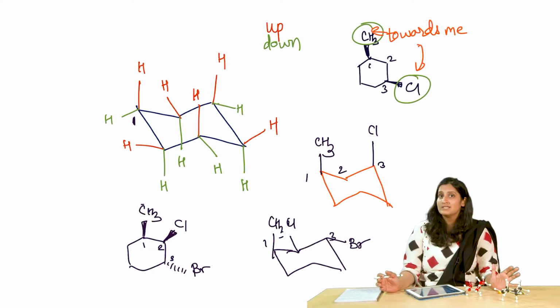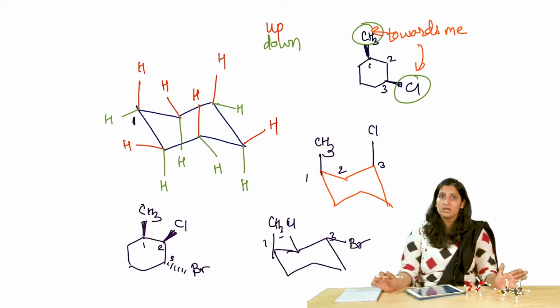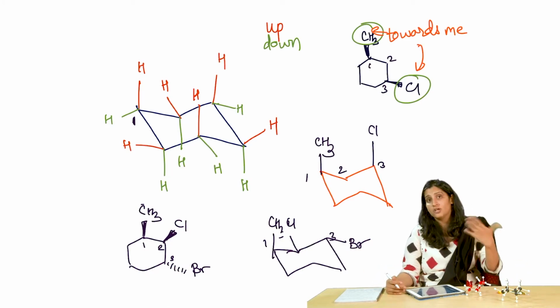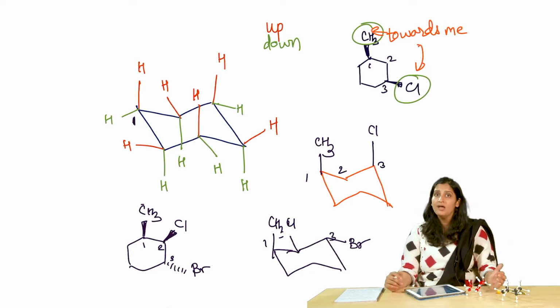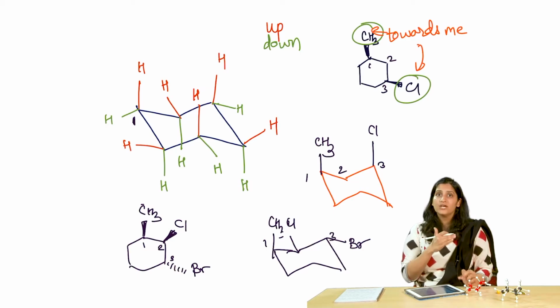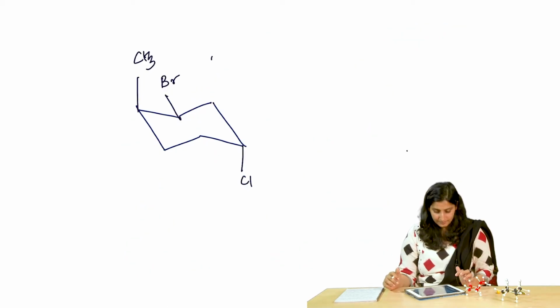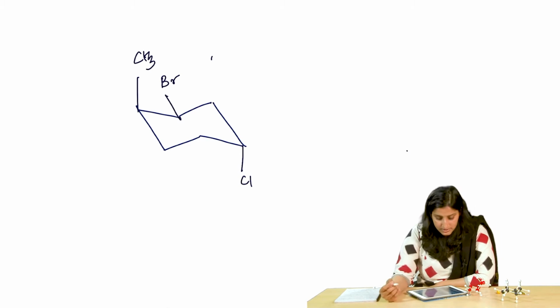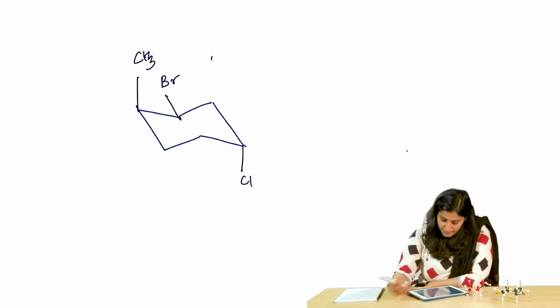Now these two chairs that I have drawn here are not the most stable representation of this particular chair conformer. In fact, the chair flip could be more stable, and we are going to look at that now. So, how do I convert one chair to its chair flip? Now, what I have here is this particular chair and I want to convert it to its chair flip.